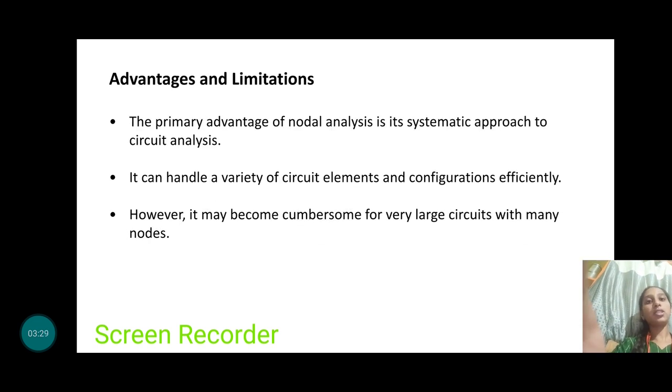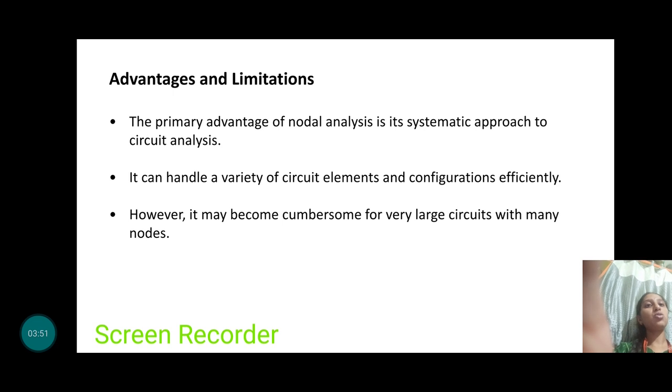Advantages and limitations. The primary advantage of nodal analysis is its systematic approach to circuit analysis. It can handle a variety of circuit elements and configurations effectively. However, it may become complex for very large circuits with many nodes.